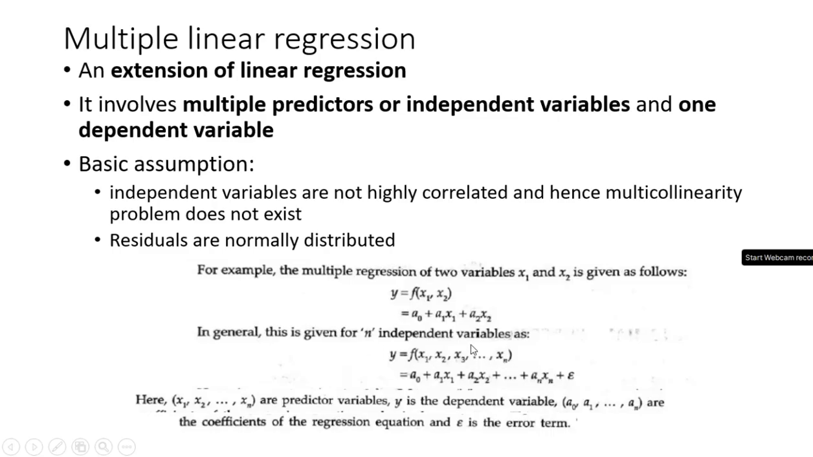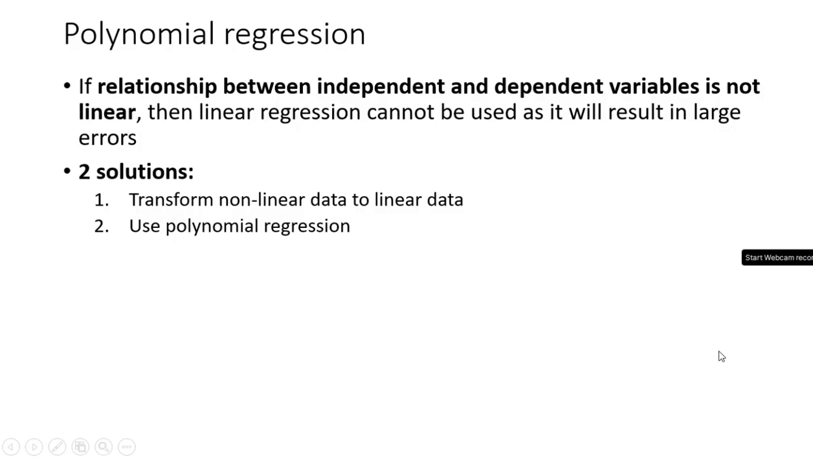So this is a general equation. Suppose I have n independent variables, then y is equal to f of x1, x2, x3 up to xn. In the form of an equation you can write it as a0 plus a1 x1 plus a2 x2 up to an xn plus some epsilon. So here x1, x2 up to xn are nothing but your predictor variables or your independent variables, and y is your dependent variable. Whereas a0, a1 up to an are the coefficients of the regression equation, and epsilon is the error term. So any kind of error would be represented by epsilon.